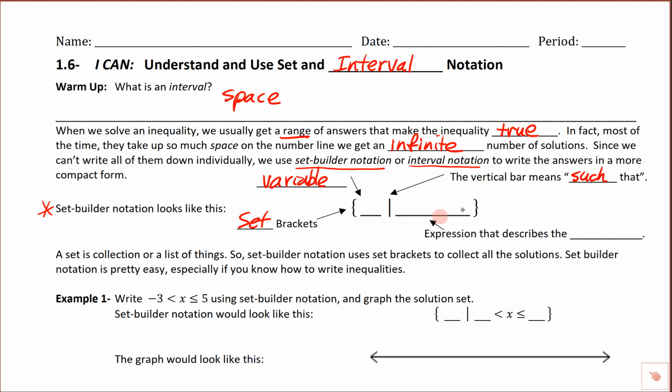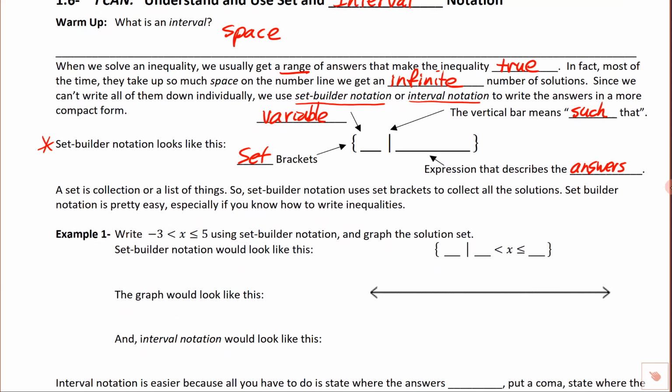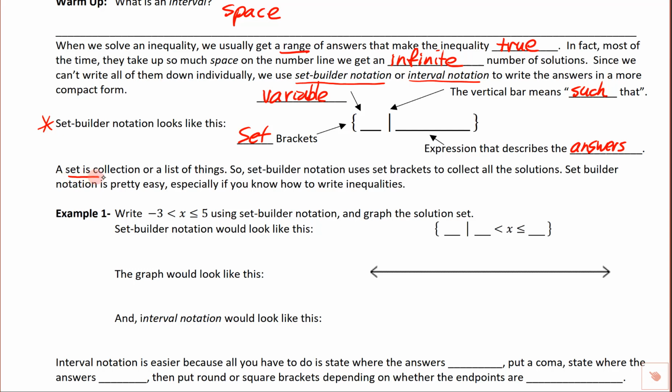Okay, and then what we put right here, the end thing, is the expression that describes the answers or the solutions. Okay, so there are kind of four parts here. We got to have the set brackets. That's kind of a no-brainer. We put the variable that we're using in the problem, and then we use this vertical bar for the words such that, and then we've got this expression that describes the answer. Sounds more complicated than it is, but we'll take a look at a couple of examples and see how it goes. So remember, a set is a collection or a list of things. So with set builder notation, what it does is it uses set brackets to collect all of those solutions together, to collect that huge range of infinite answers that we were talking about earlier.